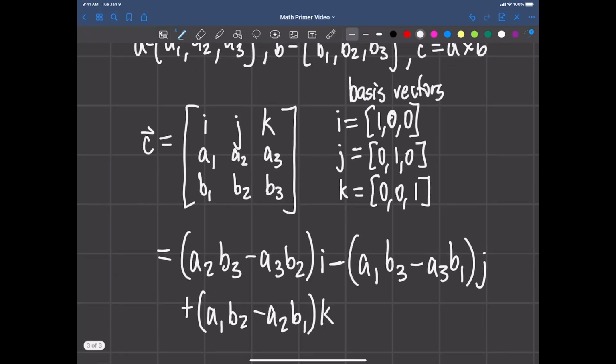So we take I, and it would be A2 times B3 minus A3 B2, and we multiply it with I. Then we subtract J, which is A1 times B3 and A3 times B1, and multiply that. And then we add K with A1 B2 and A2 B1. That's how we calculate the cross product.